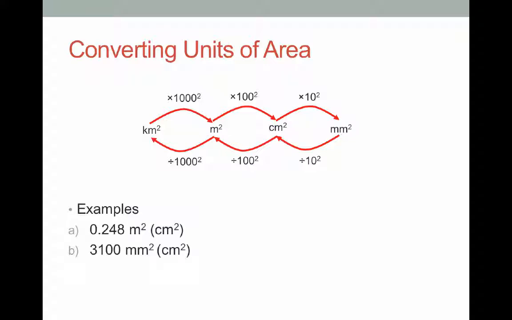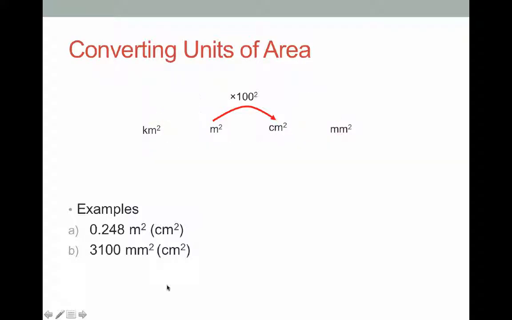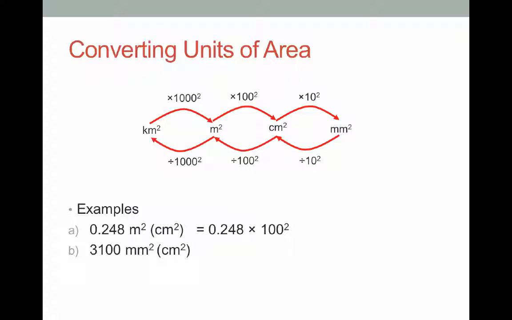Here I have what looks like a small size area, 0.248 meter squares. And because it's small and we're talking meter squares, I might want to look at what it is in centimeter squares. So to do this conversion, I'm going to look at my diagram. To change meter squares into centimeter squares, I need to multiply by 100 squared. So I'm going to take my 0.248 and multiply by 100 squared. Very important you put the squared in there. If you just multiply by 100, that's not going to give you the correct answer.